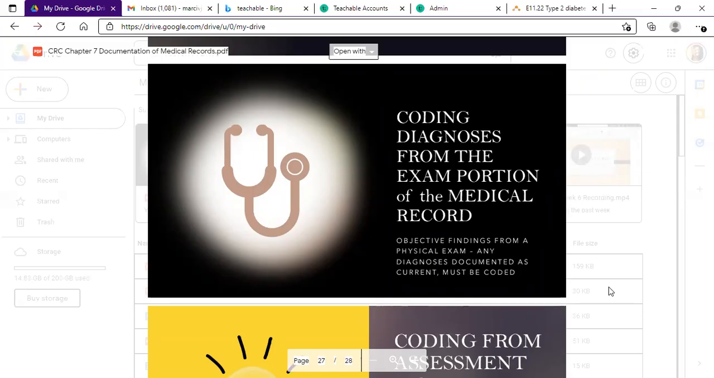So, coding diagnoses from the exam portion of the medical record, the objective findings from a physical exam: any diagnosis documented as current must be coded. Must be coded.